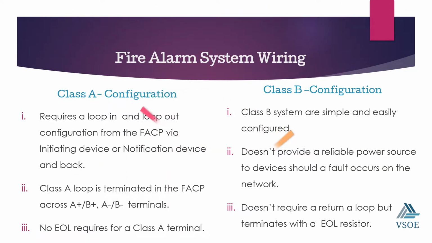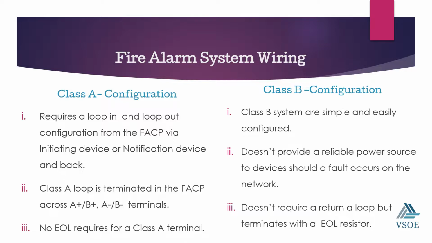All right, so with the fire alarm system, there are two types of configuration for wiring. We have the Class A configuration and we have the Class B configuration. The most reliable of the two is the Class A configuration. In the Class A configuration, it requires a loop in and a loop out configuration for the fire alarm when we are setting up an initiating device or a notification device.